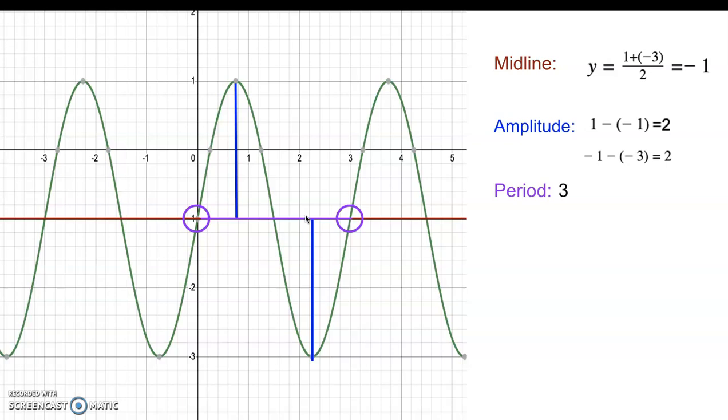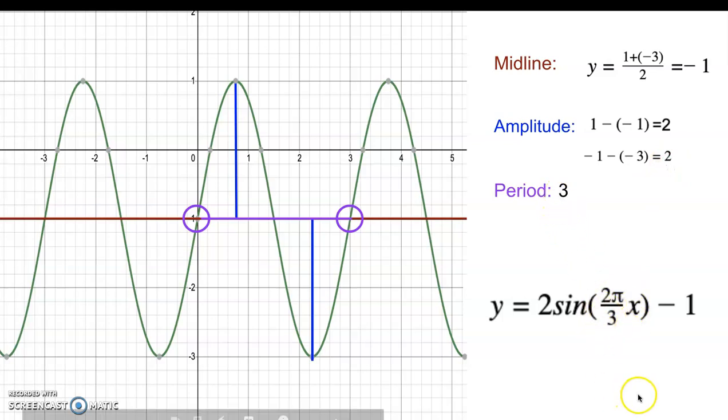Now if you're curious to know how the features look in an equation, they look something like this, where y equals 2 sine of 2 pi over 3 x, minus 1. This 2 is the amplitude that we found, the 3 is the period, which is 3, and this -1 is the vertical shift that I was referring to in the beginning of the video.